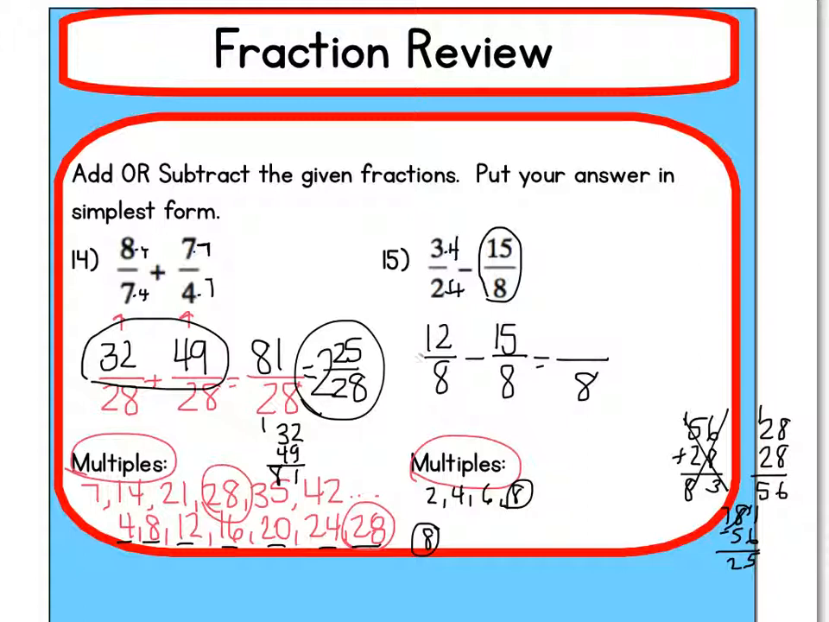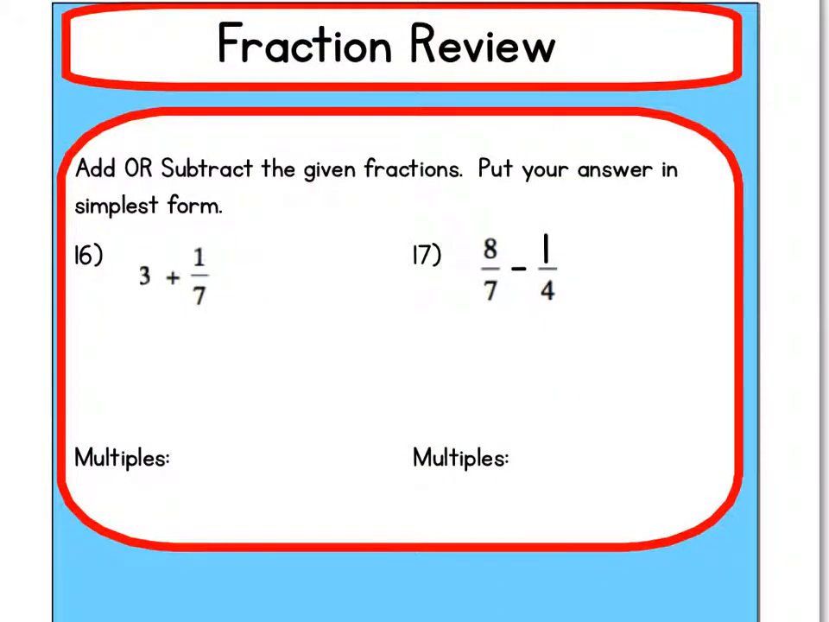Our rule for subtracting integers is keep it, change it, flip it. And 12 plus negative 15, since they're different signs, we're going to subtract. We'll get 3. And because there are more negatives than positives, we get negative 3 over 8.